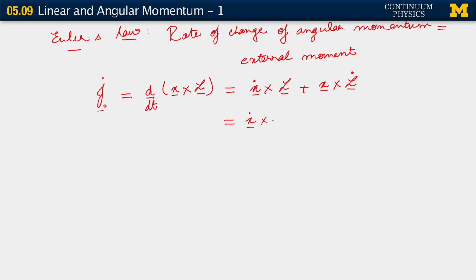So L, you recall, was mv, plus, so that is x cross m v dot. All right? But now we observe, what is x dot? X dot, after all, is just the velocity itself, right? And any vector crossed with itself gives us 0, right? So this term equals 0.